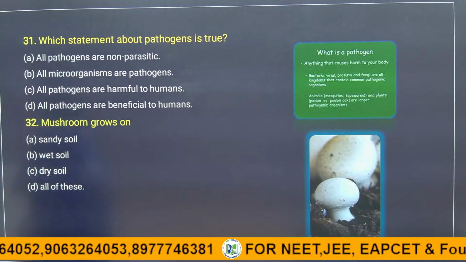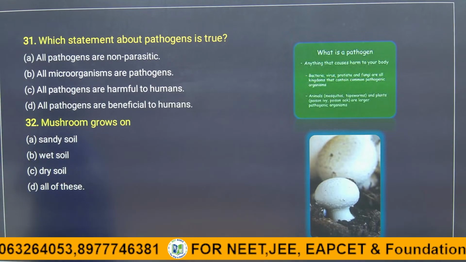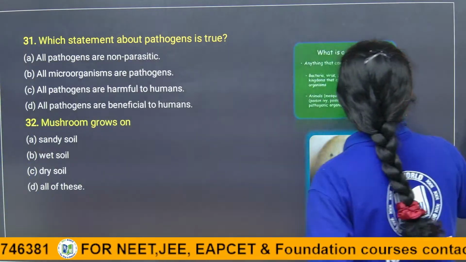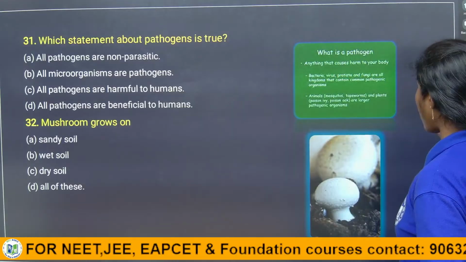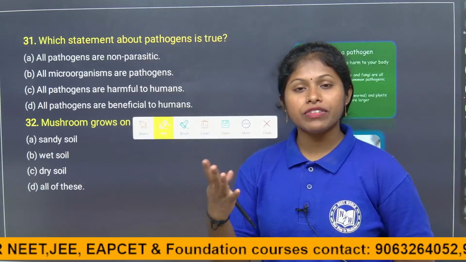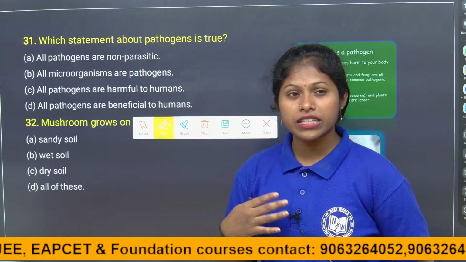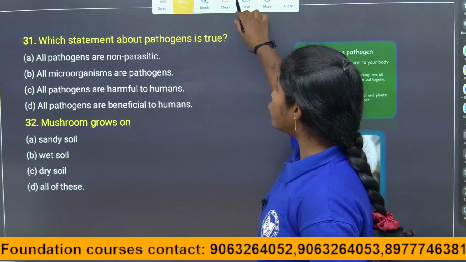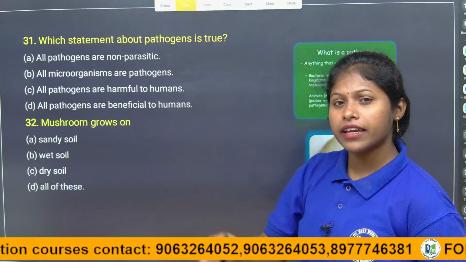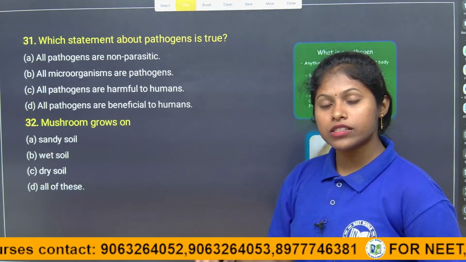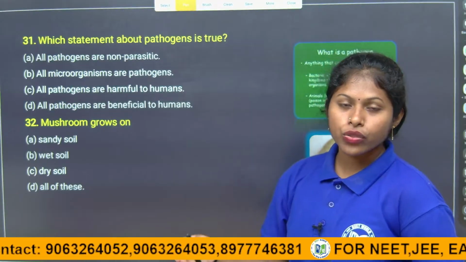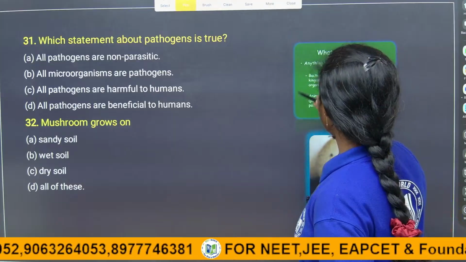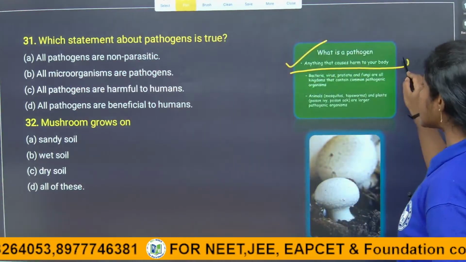They are asking which statement about pathogen is true. Pathogens. What are pathogens, children? What is meant by pathogen? Anything which causes harm to our body, which causes disease, which harms the host, we call it a pathogen. They take food, shelter and nutrients from the host, and in turn they affect the host only. So those which cause harm to the host, we call pathogens.